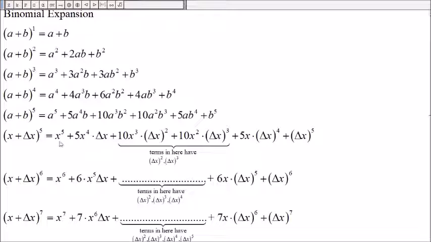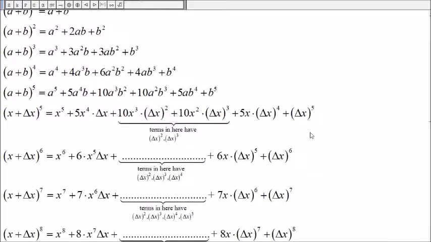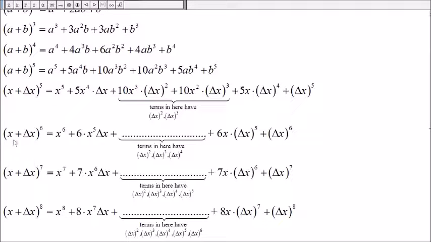And so the first two terms are going to have a 5 here, a 5 here, and then 5 minus 1 here. And then the last two terms are going to have a 5 here, and then a 4 here, and then a 5 here. And so notice that pattern. And notice in here, this term has a delta x to the second, and then this term has a delta x to the third.